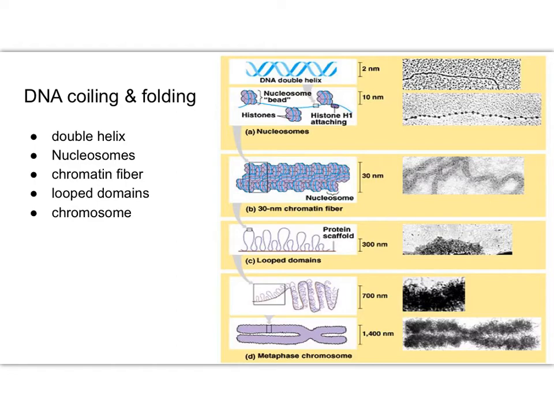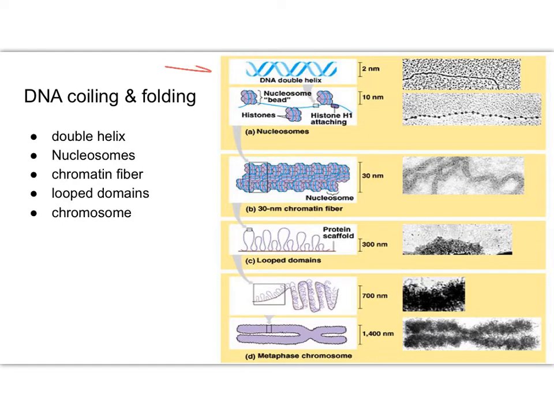Let's use humans as an example. If you took the DNA out of one of your cells, it is almost 6 feet long, about 2 meters, which is a huge amount of DNA to cram into a tiny cell. And so this is basically how your cells are going to fit all that DNA in there.